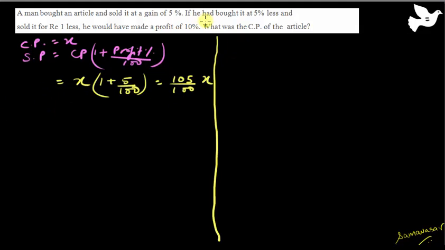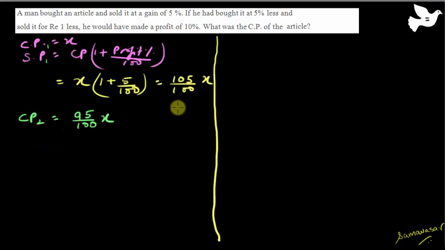Now he says if he had bought it at 5% less. So this is the first case, CP1 and SP1. Now let me calculate the CP2. If he had bought it at 5% less, this means the new cost price would become 5% less compared to the initial cost price. So that is simply 95 by 100 into X. So this is my new cost price.